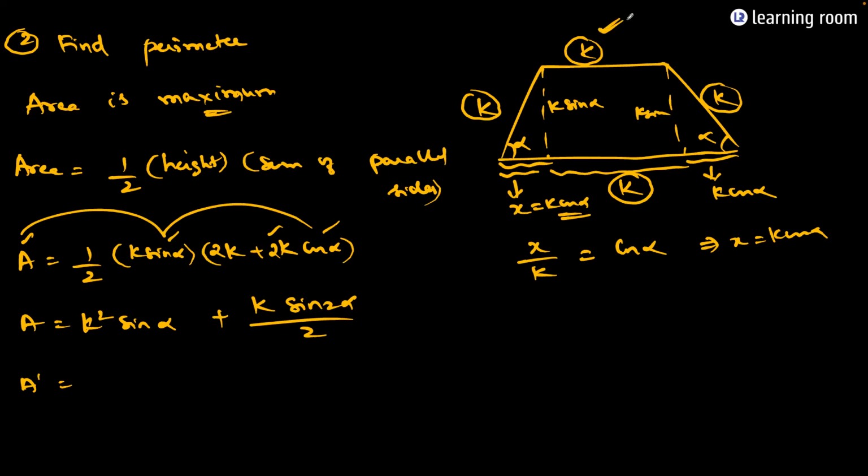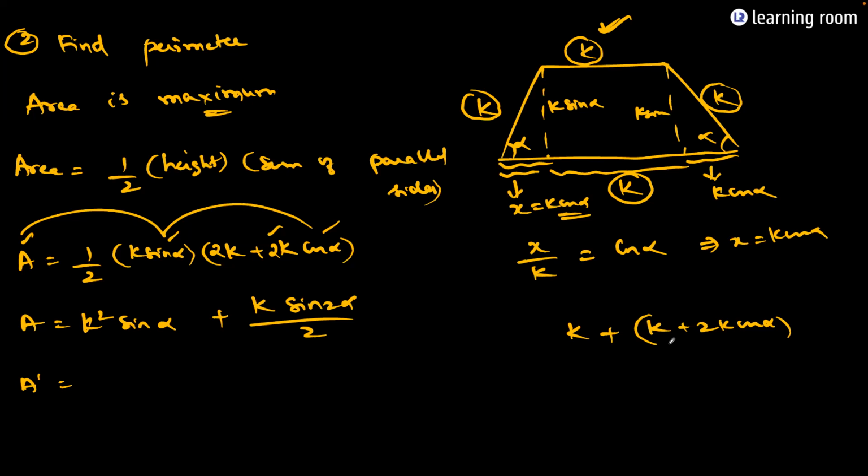This is K. Sir, isn't it K only? It's K plus 2K cos alpha. This is K plus what is the opposite side length? K plus 2K cos alpha. That's what he's asking. Where did the other K go? Got it?